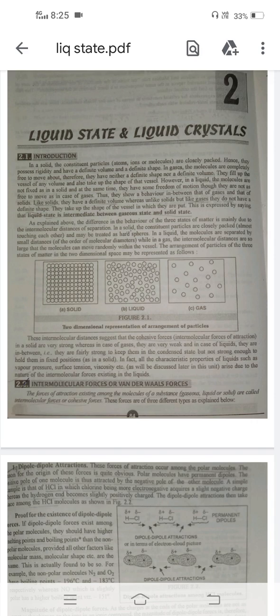See figure 2.1. These intermolecular distances suggest that the cohesive forces or the intermolecular forces of attraction in a solid are very strong, whereas in the case of gases, they are very weak, and in the case of liquids, they are in between. That is, they are fairly strong to keep them in the condensed state, but not strong enough to hold them in fixed positions, as in a solid. In fact, all the characteristic properties of liquids, such as vapor pressure, surface tension, viscosity, etc., as will be discussed later in this unit, arise due to the nature of intermolecular forces existing in the liquids.